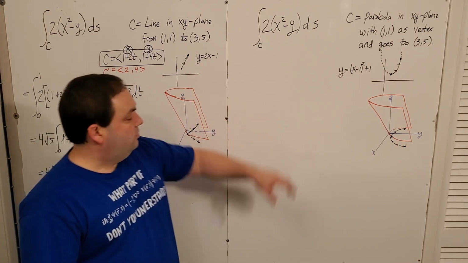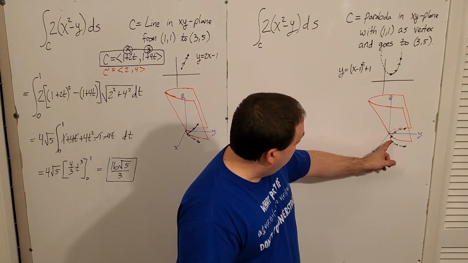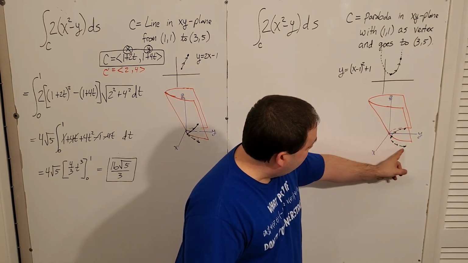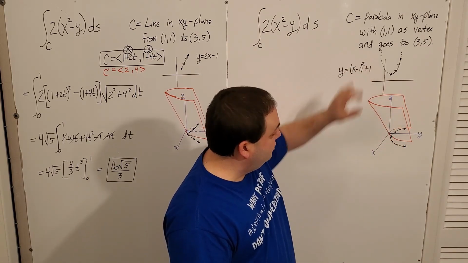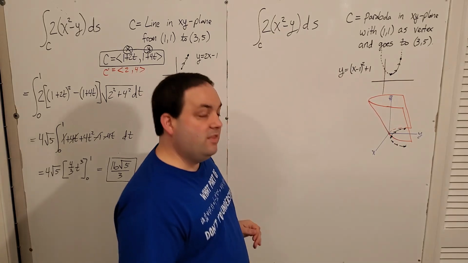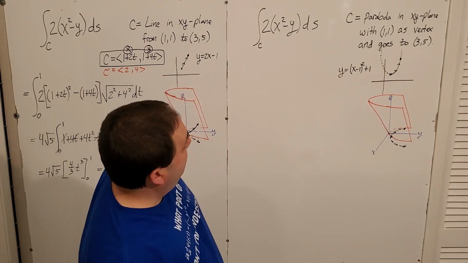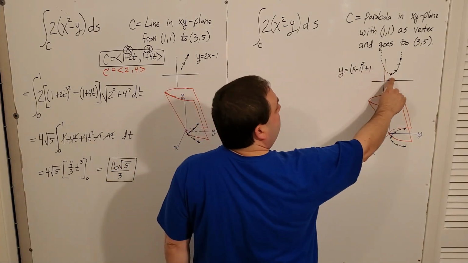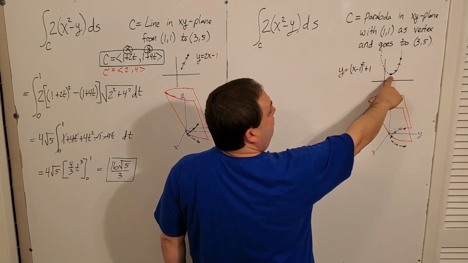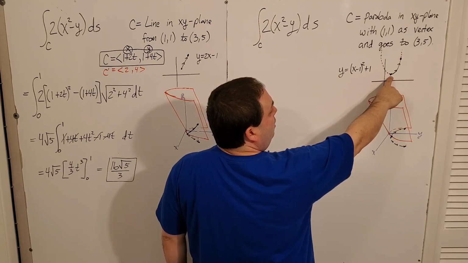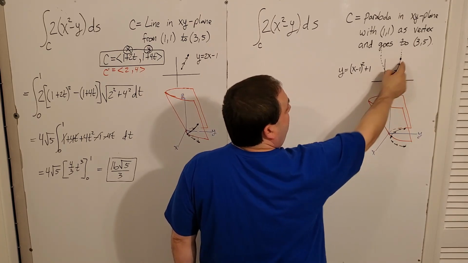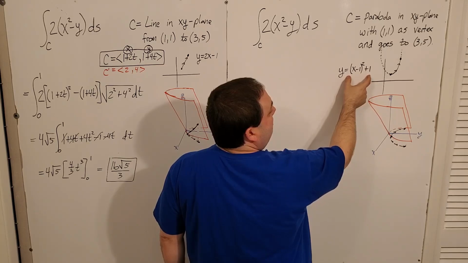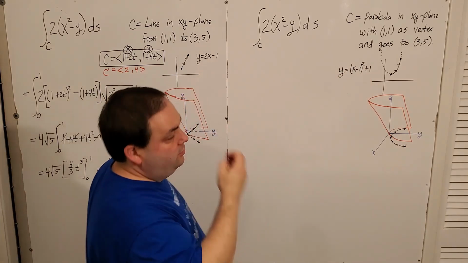Okay, so same idea. I want to do a path integral here, but the path is slightly different. Even though it's the same function, same points, the path is slightly different. Let's look at that path for a second. It's going to be this parabola where the beginning point, the vertex, is 1, 1, and it goes to 3, 5. So that's this standard rectangular equation.